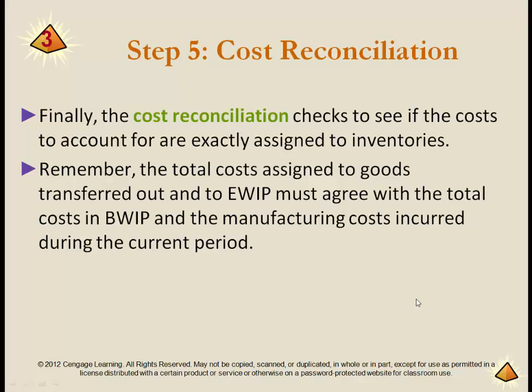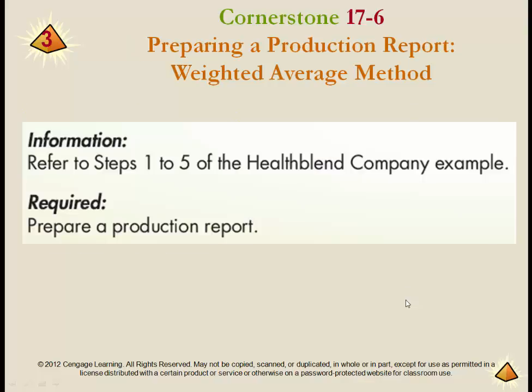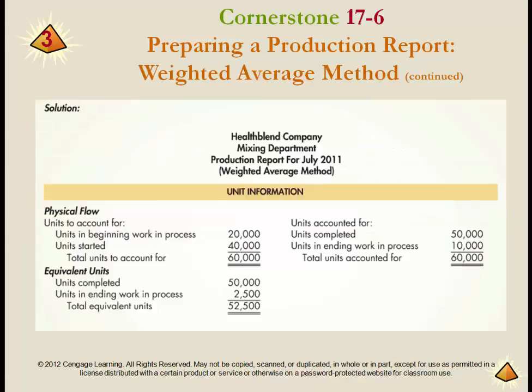You can stop and read through these, but I want to get to the production report that you're going to see when we prepare it. And that's what we're going to look at now. We're going to combine all of these steps into a production report. So here's the physical flow in the equivalent units, and we're accounting for 60,000 total.